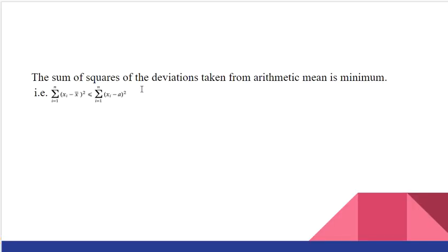So our next property is that the sum of squares of the deviations taken from their arithmetic mean is minimum. Sum of squares of deviations taken from arithmetic mean is always minimum. So let's try to prove this inequality using an example.